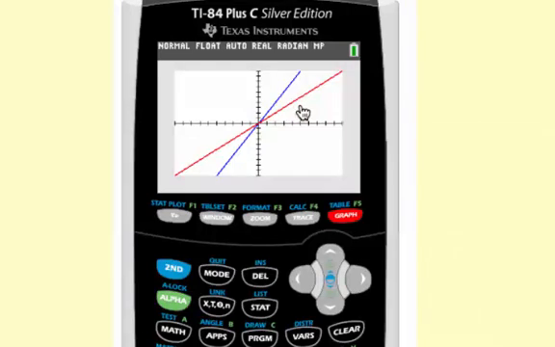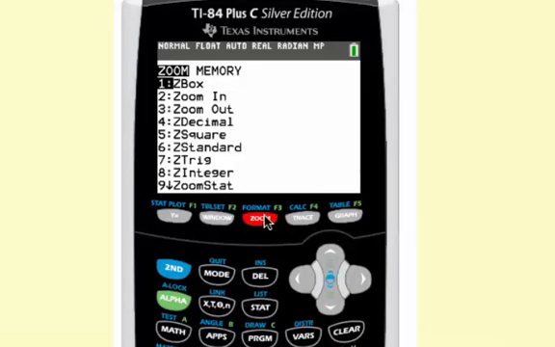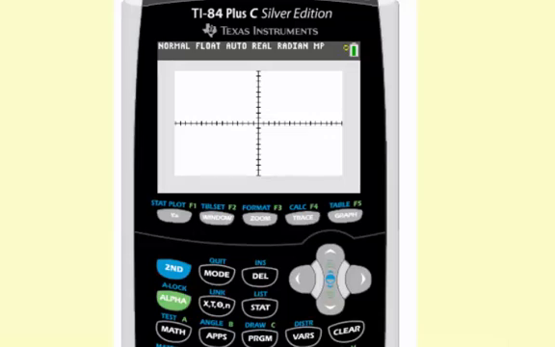Okay, and if you look at this graph, it may be a little bit difficult to see how it's by 2, and the reason why is this isn't a square window, but you can fix that. What you can do is you can press the zoom key, and then zoom square is option 5. And that will change the perspective of the graph a little bit, make it easier to see.